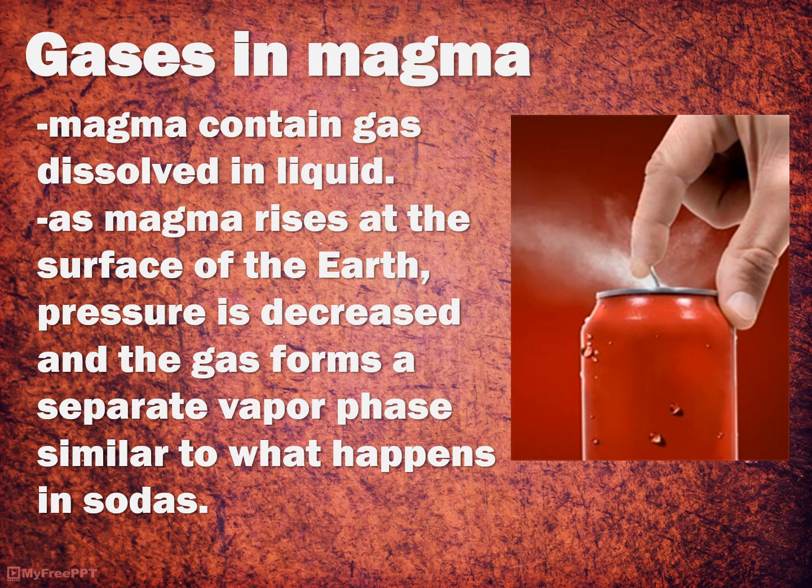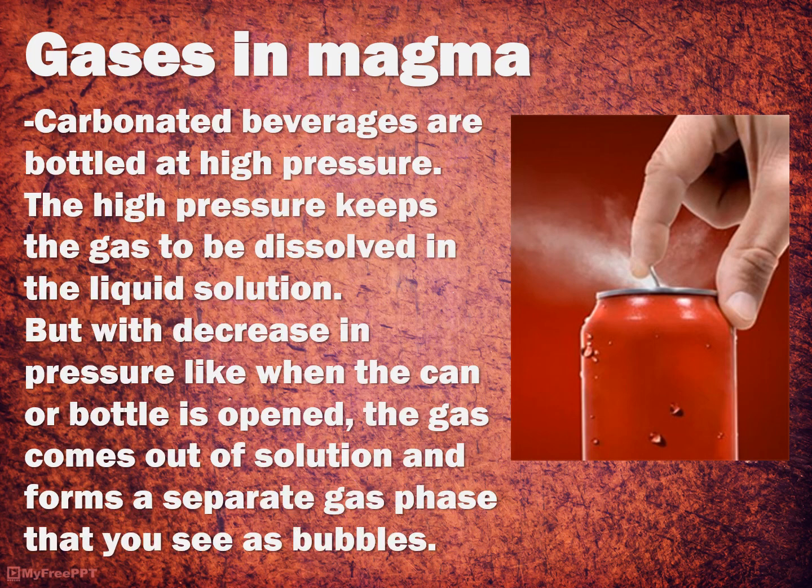Now let's talk about the gases within our magma. Magma contains gas dissolved in liquid. As magma rises to the surface of the Earth, pressure is decreased, and the gas forms a separate vapor phase, similar to what happens in sodas. Carbonated beverages are bottled at a high pressure. The high pressure keeps the gas dissolved in the liquid solution. But with a decrease in pressure, like when the can or bottle is opened, the gas comes out of solution and forms a separate gas phase that you see as bubbles.